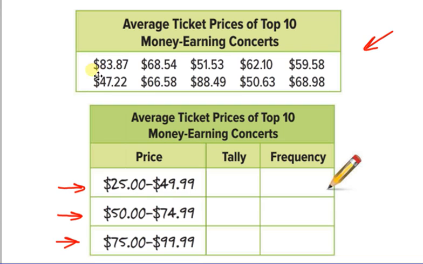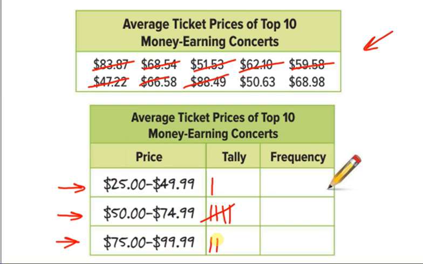So the first one is $83.87, and that's going to fall right here. So I'm going to put a tally mark. The next one is $68.54. That's going to fall in between those two numbers. $51.53, it's going to fall right here again. $62.10, that's going to fall here again, so we can see what's the most popular so far. $59.58, right here. $47.22, oh, that's in the cheaper category. $66.58, that's going to go here. When you get to your fifth tally mark, you cross them.